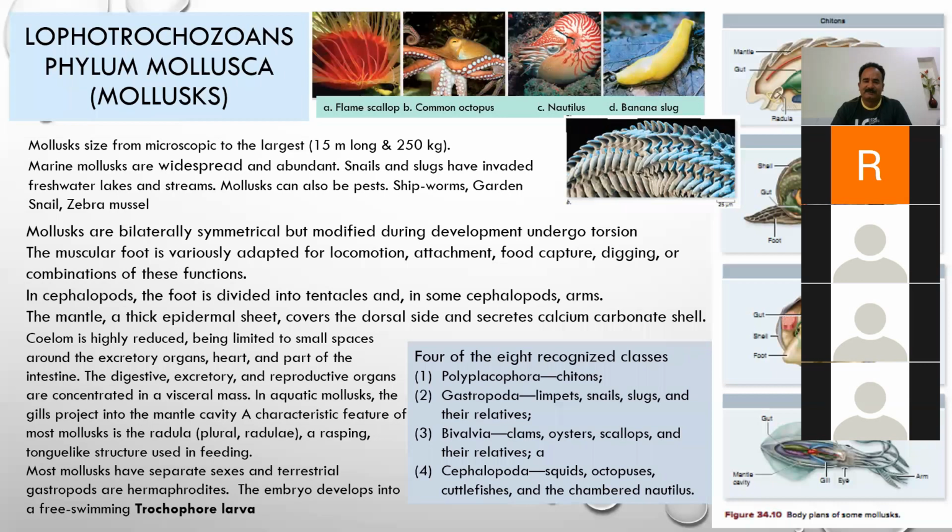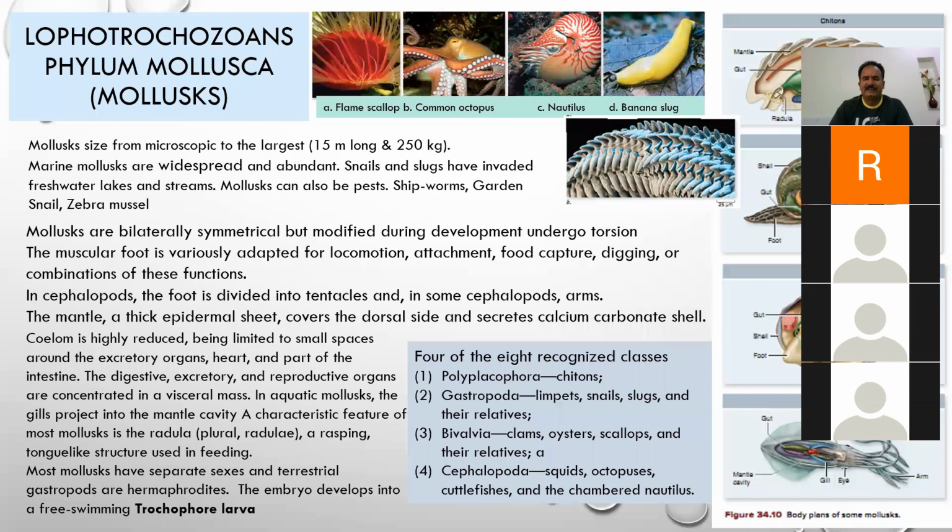So the next phylum is phylum Mollusca, and phylum Mollusca has a wide variety of animals, ranging from microscopic to huge-bodied mollusks, and even some mollusks can attain a 15 meter long body and 250 kg weight. So this is a diverse phylum, and most of the animals belonging to it are distributed in the marine environment. However, some snails, slugs, and bivalves have also invaded freshwater lakes, rivers, and streams.